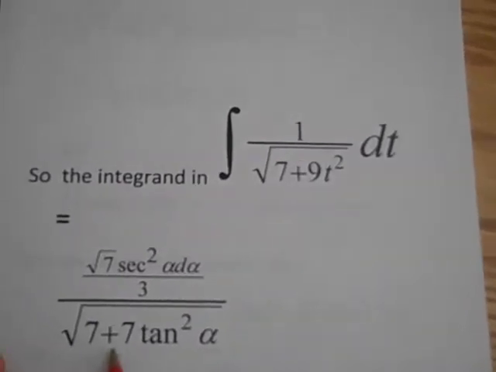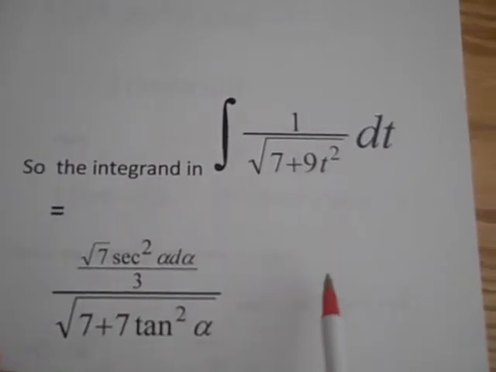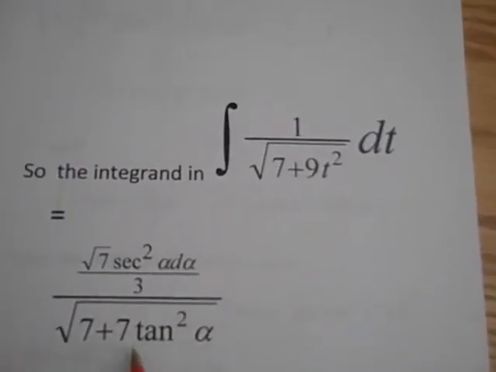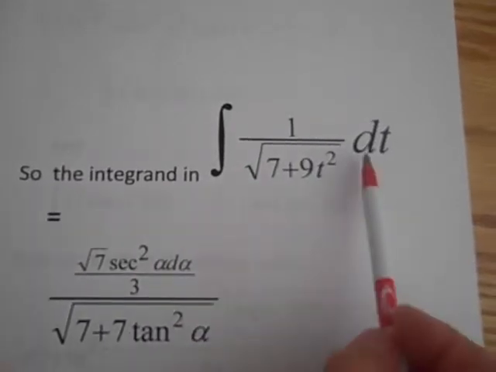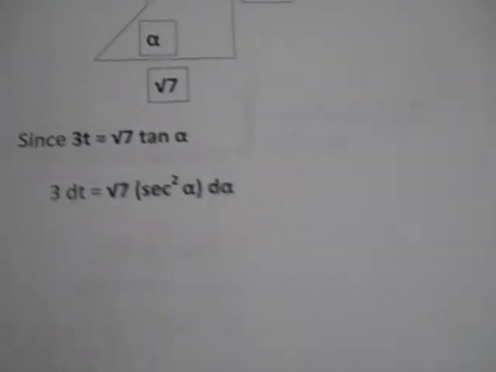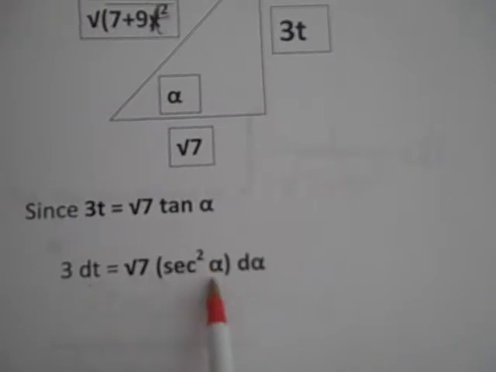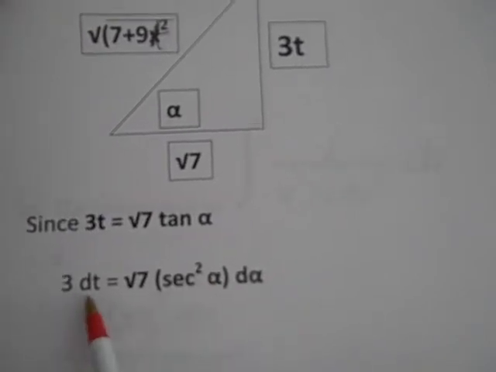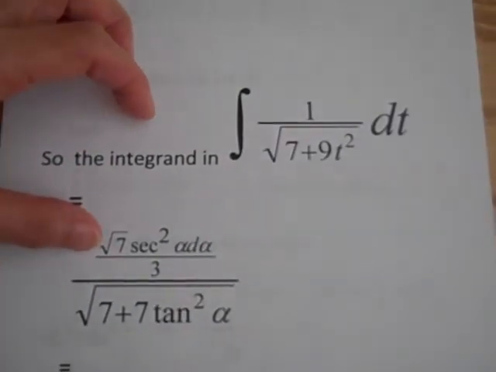Okay, 7 is clear. And then remember I made the substitution for 3t was the square root of 7 times the tangent of alpha. So now this becomes 7 tangent squared alpha. And then dt, if we go back and look at the previous example, we had 3 dt was the square root of 7 secant squared alpha d alpha. So dt would be 1/3 of this. And you're going to see that right here in the numerator.